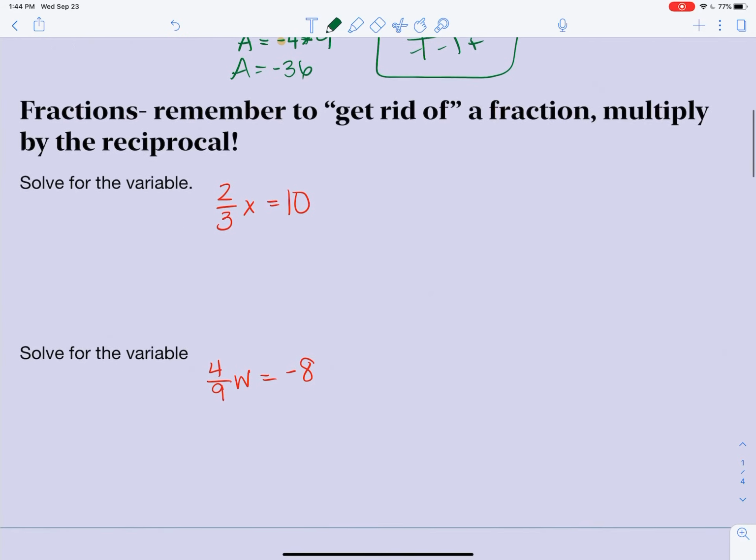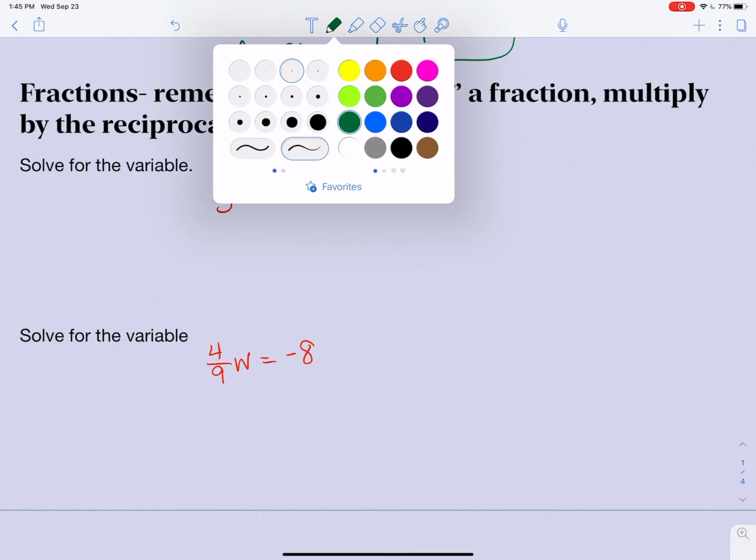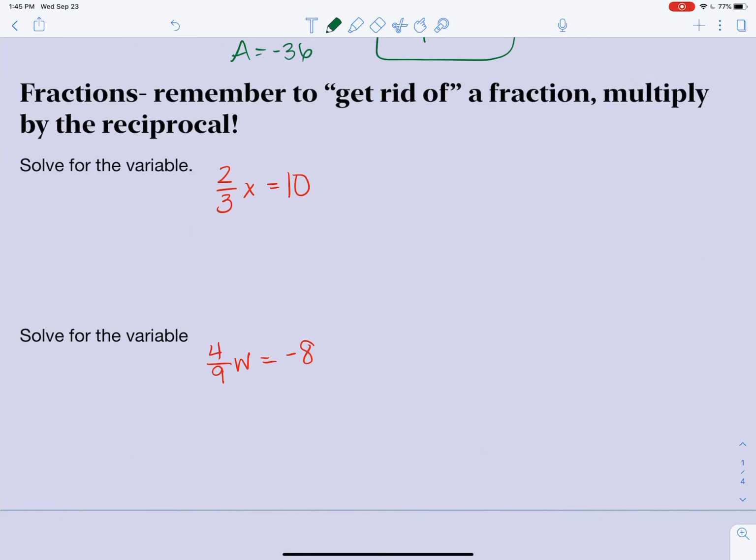All right, so now let's just add more to ya. We're dealing with the fractions that we've been dealing with. So in this case, I'm gonna stick with green. We'll do Christmas colors. So 2/3, that means 2/3 times x. So the inverse of multiplication is division, 2/3 divided by 2/3. Well, 2/3 divided by 2/3 turns into 1. So we have 1x equals 10 divided by 2/3.